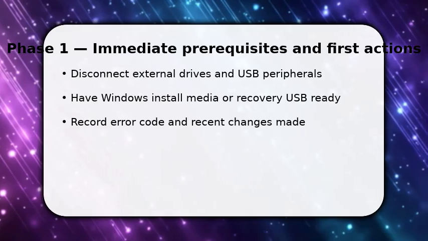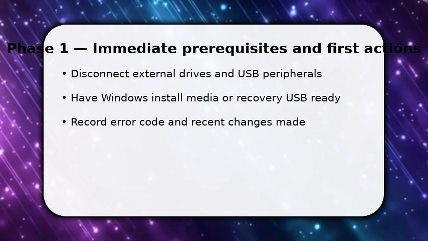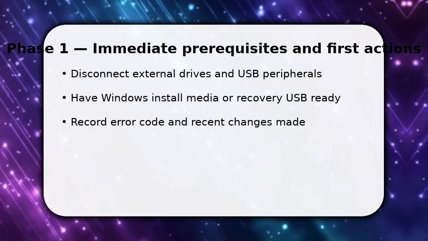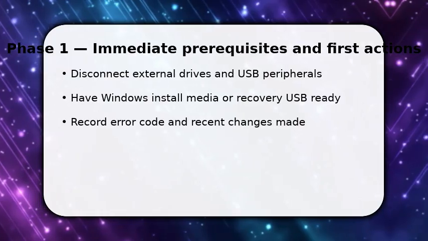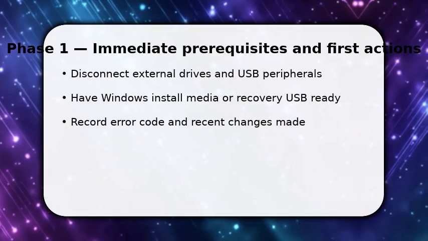Enjoy the video. You begin by isolating variables. Disconnect all external drives and USB peripherals so they cannot interfere with boot. Once done, boot from Windows install media or a recovery USB to access repair tools. This bypasses safe mode loops.